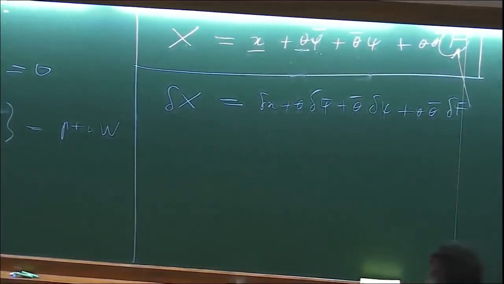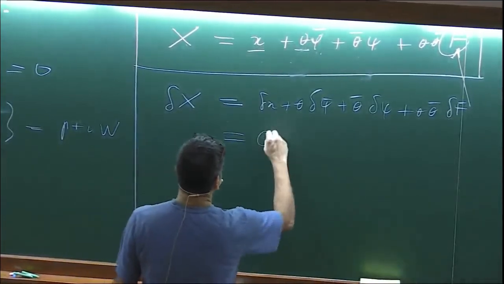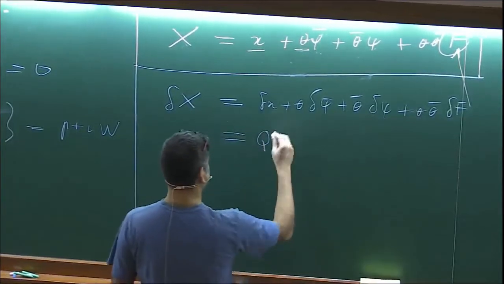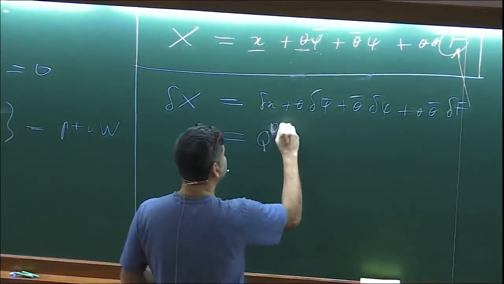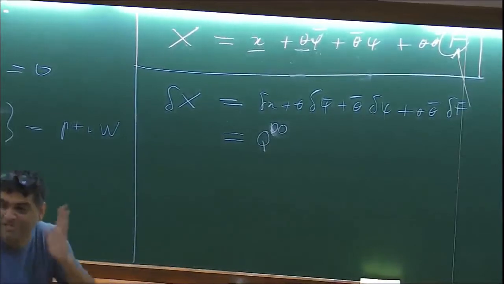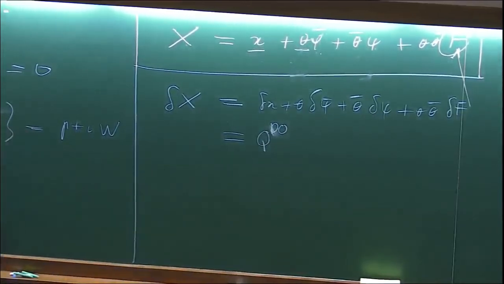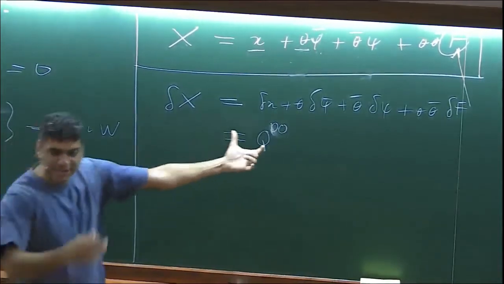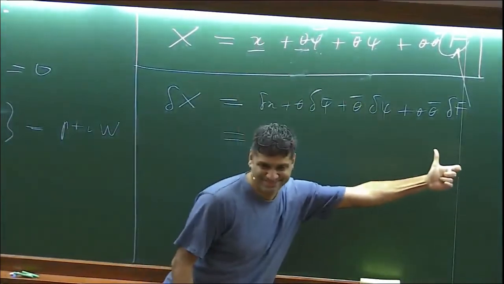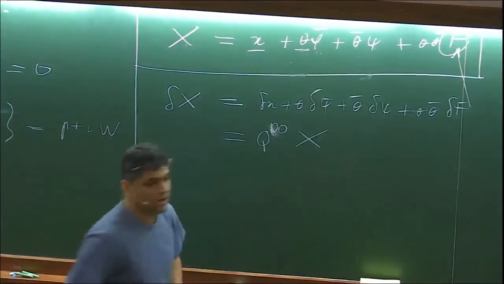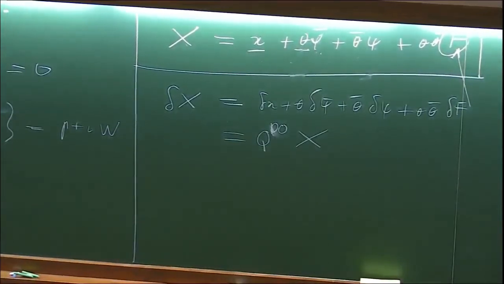I want to write this as equal to some differential operator Q acting on X. I'm writing a differential operator. Okay, I'm using the same symbol as this Q, but this was an abstract operator on the Hilbert space. Here this is a concrete differential operator acting on superfields. Question: can I do it?